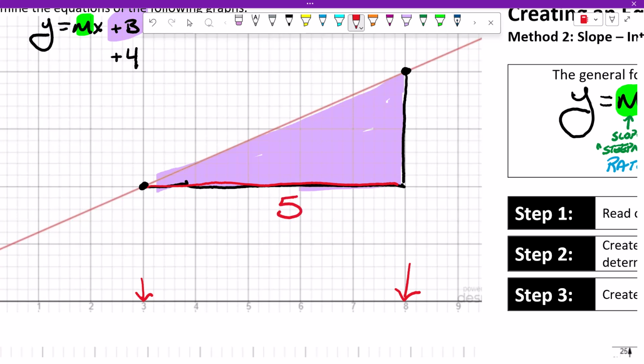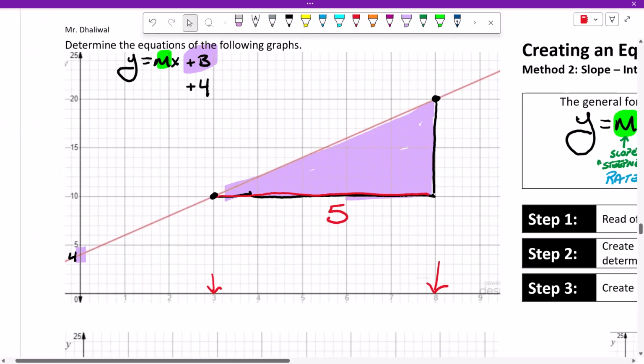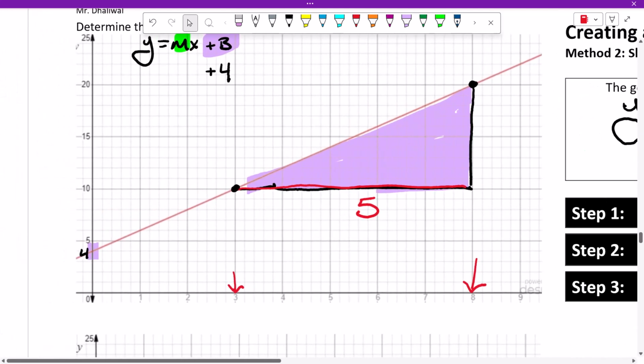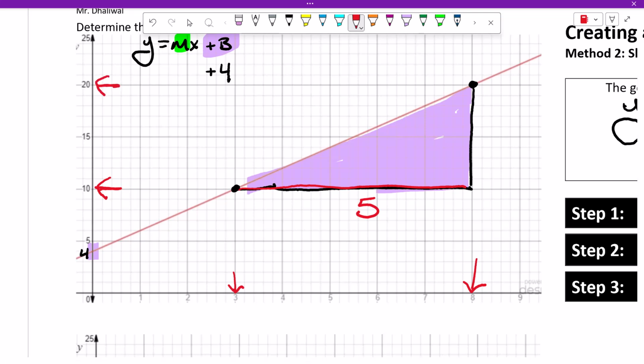And the up-down line, we should figure out how long it is too. It's going up and down. It started at the number 10 here. It ended at the number 20 there. And how long is the up-down line? 10. So it started at 10, ended at 20. It's 10 long. Now, these two lines have names.